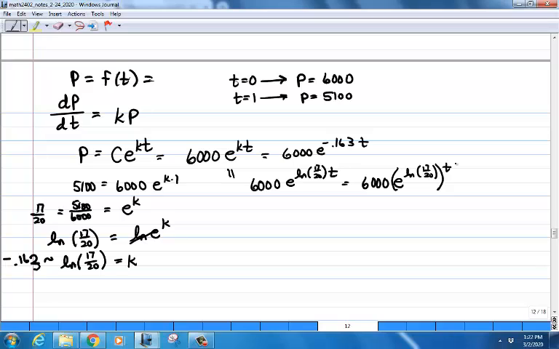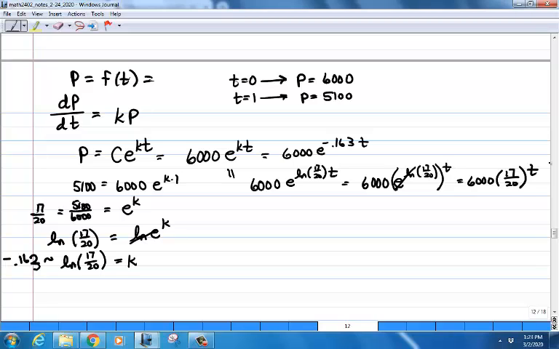So these two things are the same. But the reason I wrote them differently is, what is e raised to the natural log of 17/20? E and natural log are inverses of one another, so what happens to them? They cancel, and so you get 6,000 times 17 over 20 to the t power. That's how they were writing the answer. Instead of writing e to this decimal value, they wrote it like this. It's the same. Looks a lot different, but it's really the same.